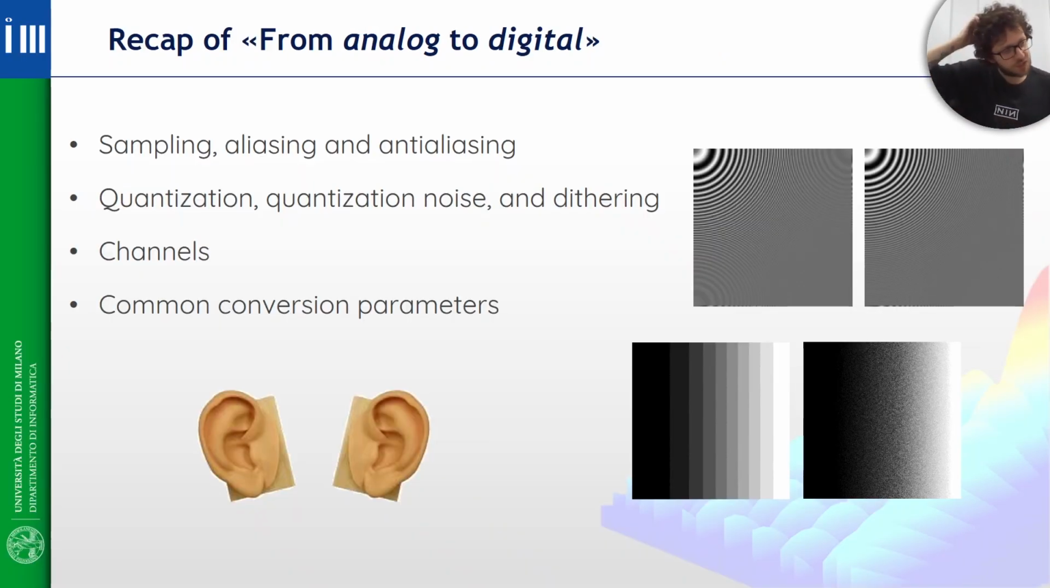So just to make a recap of what we saw in this module, we learned how a signal is turned into the digital domain, first by sampling, which is an operation that will let you not lose information if you use a sufficient sampling frequency. Otherwise, you end up with aliasing. Then quantization, which always introduces some quantization noise, but this noise can be masked with a technique called dithering. We saw how many channels per signal we usually store, and we saw some common conversion parameters. If you missed something of these topics, please watch the video again.